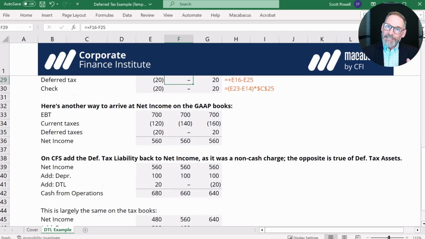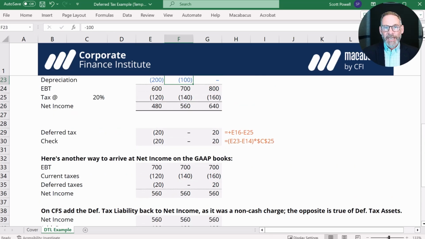So I'm hoping this example helped clarify what deferred taxes are and why they occur. And then we'll see it in several places. We'll see it on the balance sheet, we'll see it on the income statement, and we'll see it on the cash flow statement. Okay, see you in the next lesson.